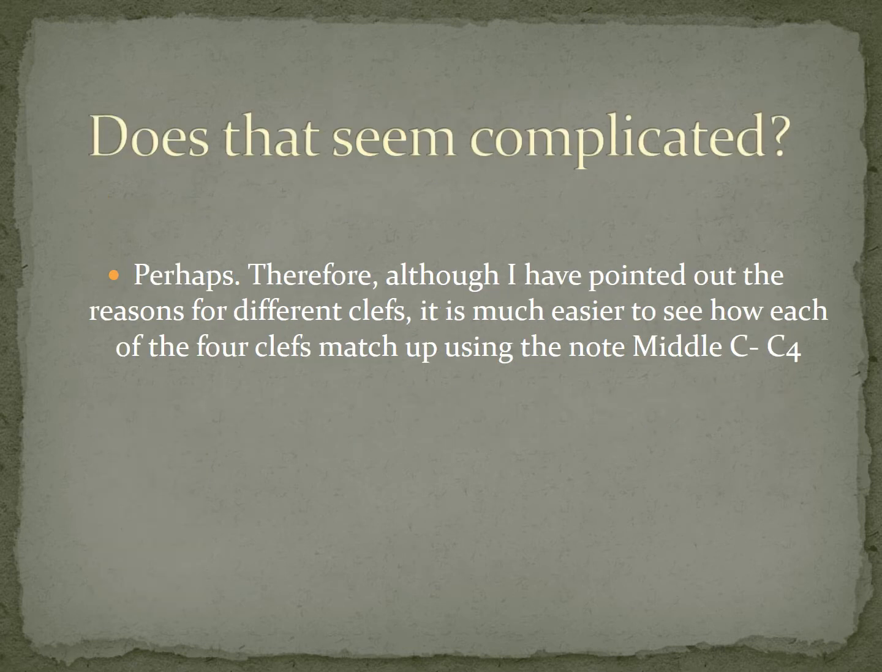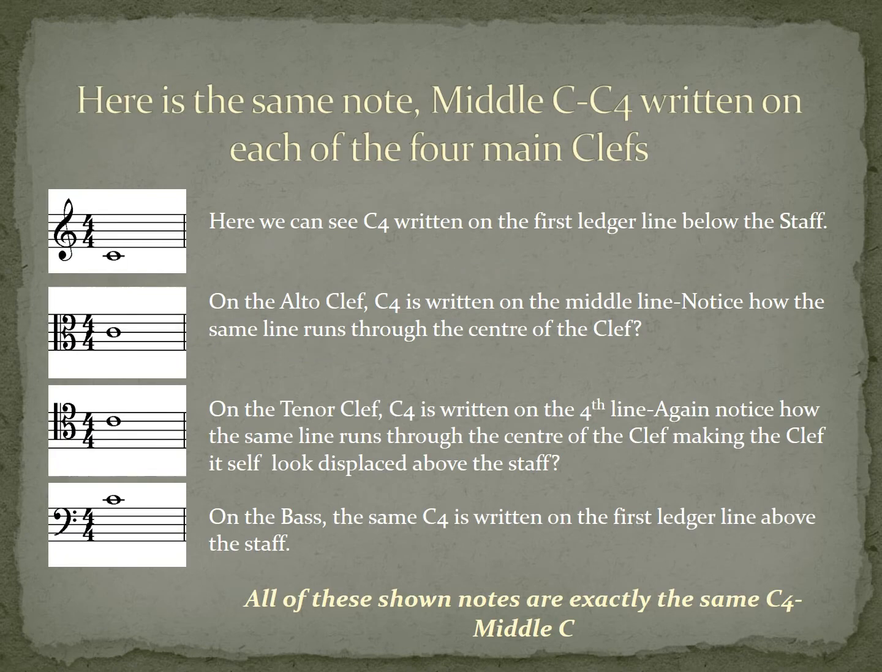Now, perhaps the terminology of fixing a note might seem quite complicated. So, although I've pointed it out for the reasons of why we have different clefs, it's much easier to see how each of the four clefs match up together when we see middle C written on them, C4. So, as we can see from the diagrams, here is exactly the same note, middle C or C4, written on each of those four main clefs.